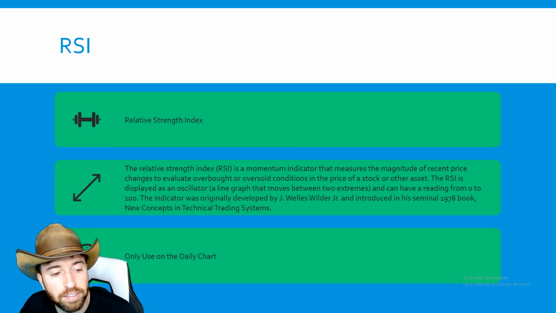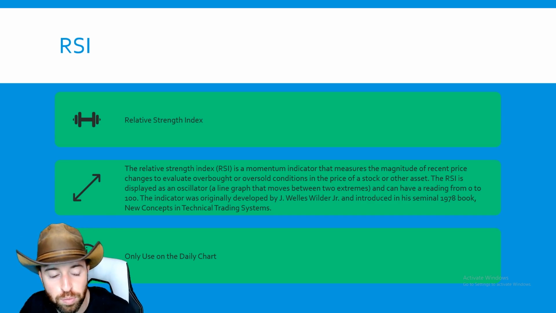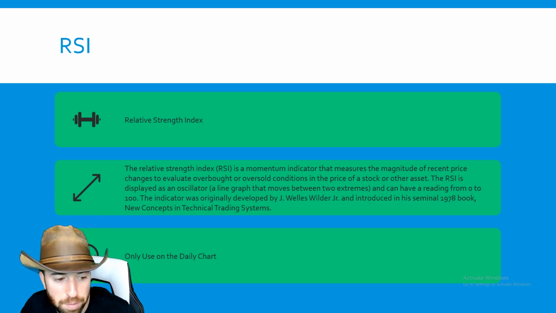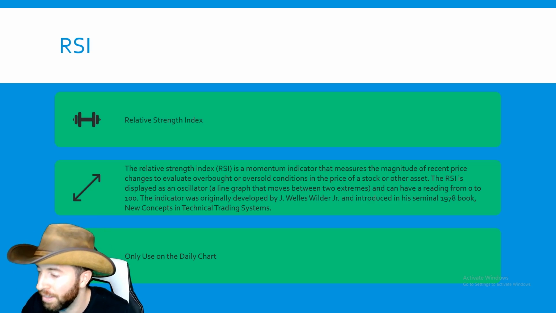The RSI is displayed as an oscillator, a line graph that moves between two extremes and can have a reading from 0 to 100. The indicator was originally developed by J. Wells Wilder Jr. and introduced in his seminal 1978 book, New Concepts in Technical Trading Systems. We use this only on the daily chart.